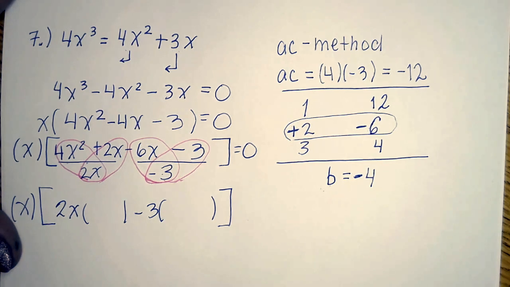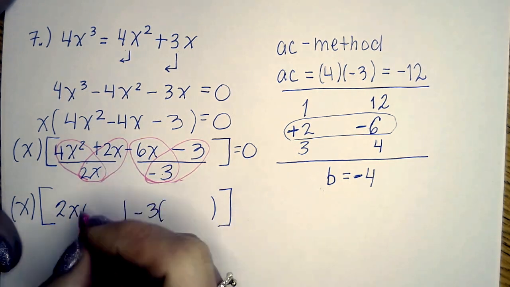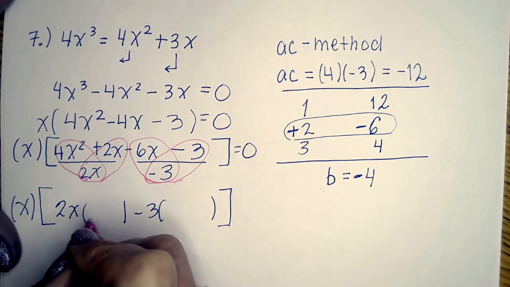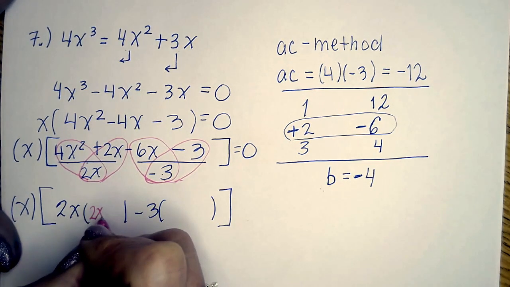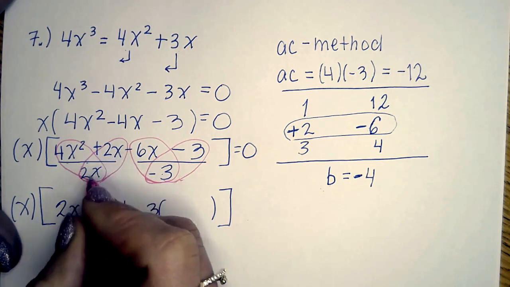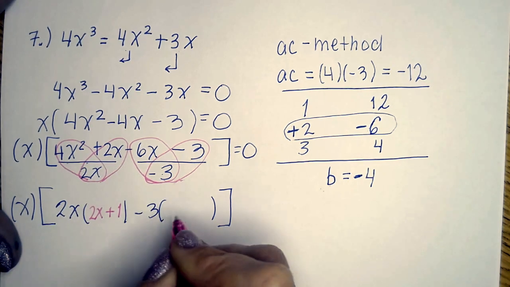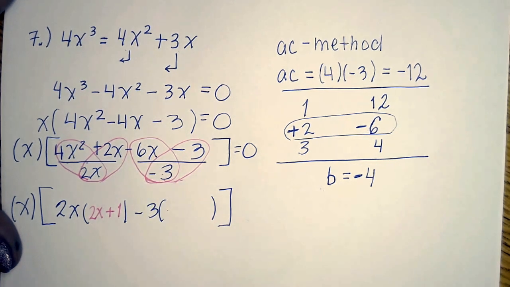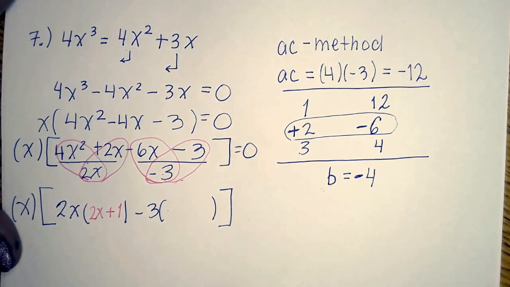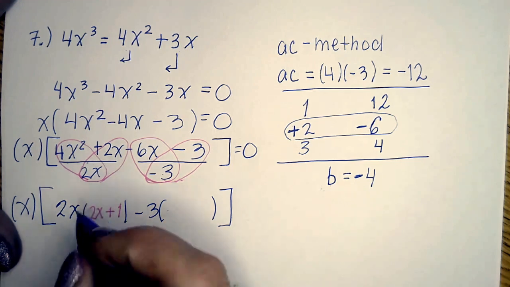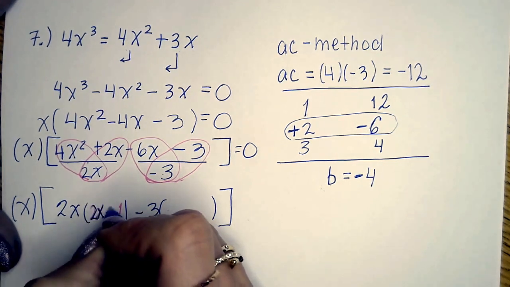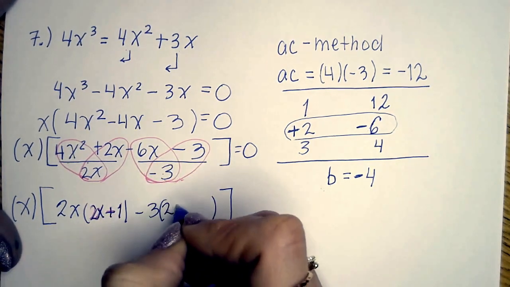What goes inside of this? Well, 2x over 2x is really good. And then over here, negative 6x over negative 3. We get the same thing? Do we still get that? I'm not going to use pink, it's a little light. So 2x plus 1. Here I get it again, 2x plus 1.